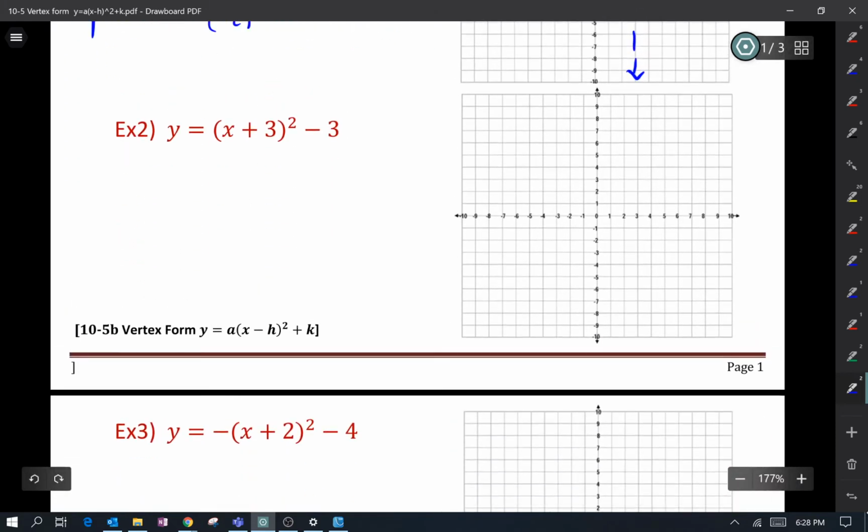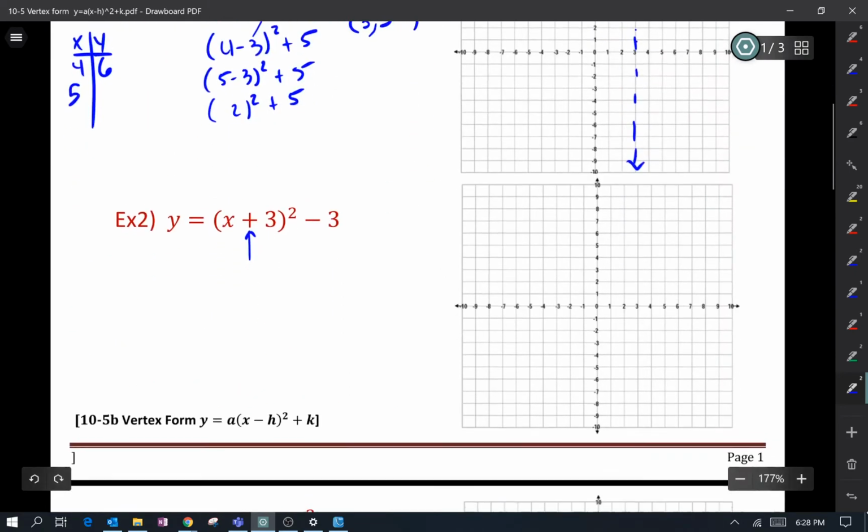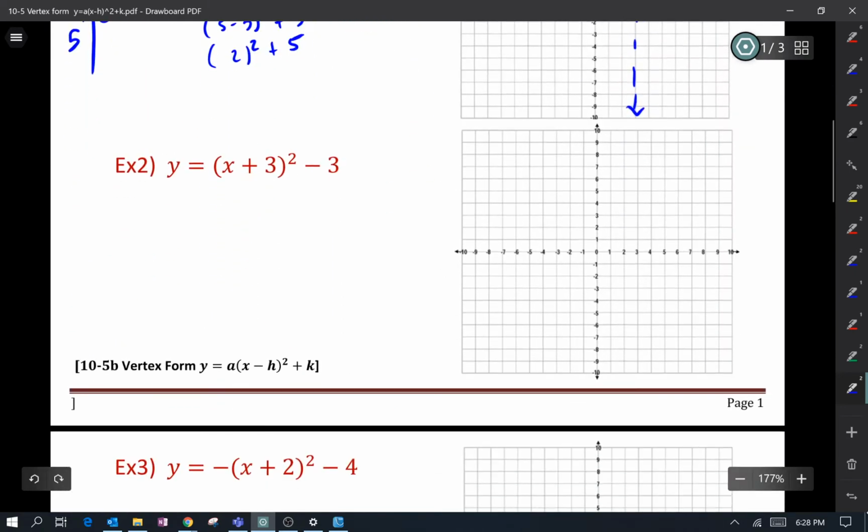Notice this one's a little bit trickier, right? Because this is addition. And if you look at vertex form, it should be subtraction, right? So it's addition. So we're going to first understand where the vertex is, right? Where is the vertex? So what am I subtracting here? Well, if I rewrote this, this would be minusing a negative 3, right? Subtracting a negative 3 is the same as adding 3.